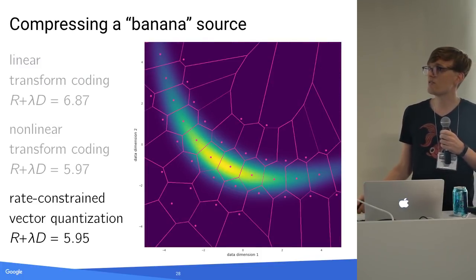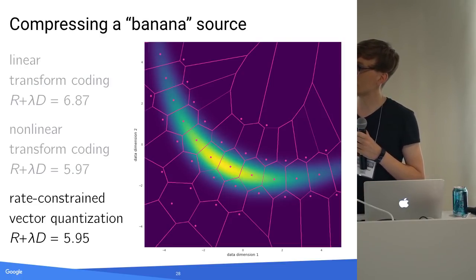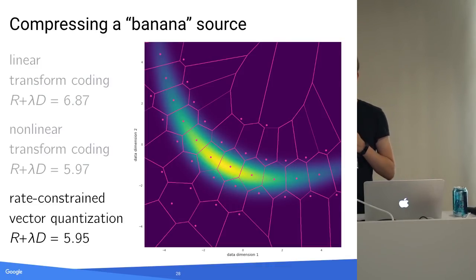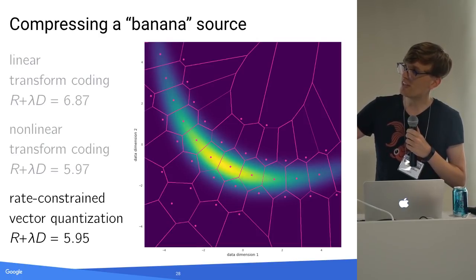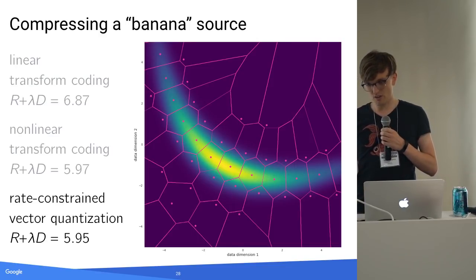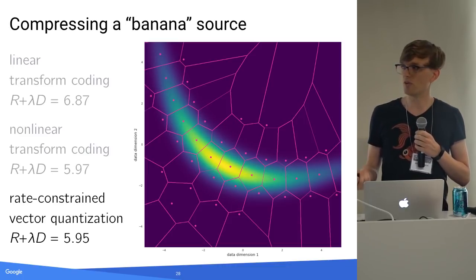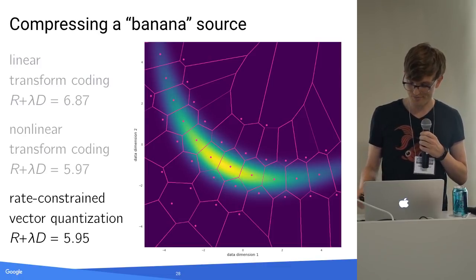Now we can compare this to a rate-constrained vector quantizer, one that I optimized for this source distribution. That's pretty much the best you can hope to get. You can see here that it's actually not that much better. It just went from 5.97 to 5.95. So in conclusion, the nonlinear transform coder is not necessarily optimal. But because it is so much more flexible, it can approach the optimum quite a bit better.